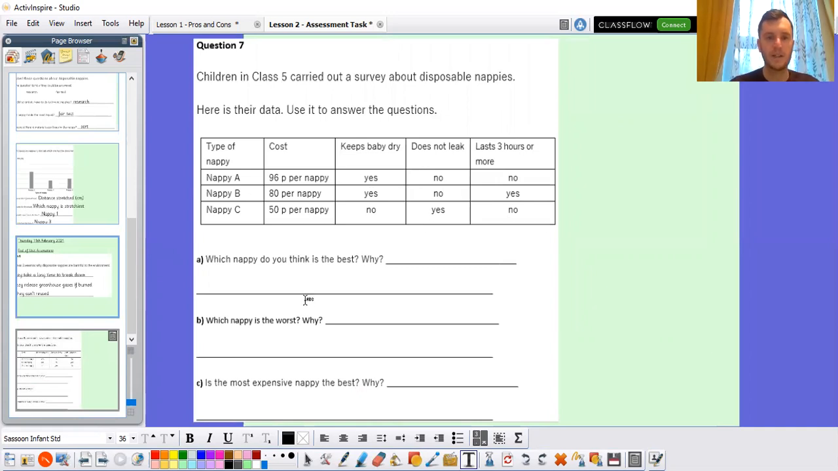Which nappy is the worst? I think that nappy C is the worst, because it only is good because it doesn't leak, but it doesn't keep the baby dry and it doesn't last very long. And is the most expensive nappy the best, and why? I would say no, because it keeps the baby dry, but it does leak and it doesn't last very long. So it's not the best. And as I already said, I think nappy B is the best.